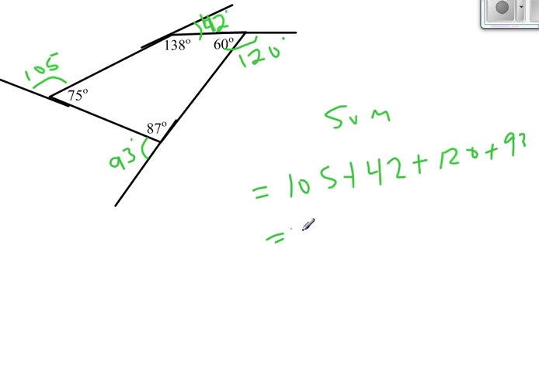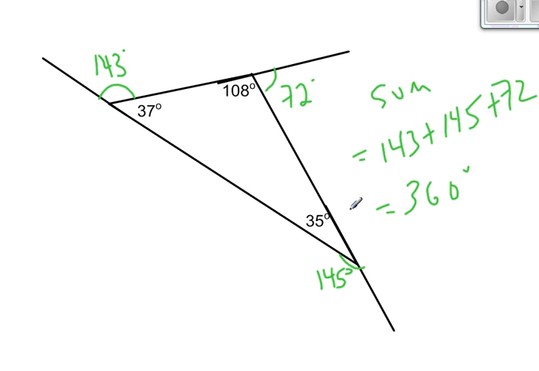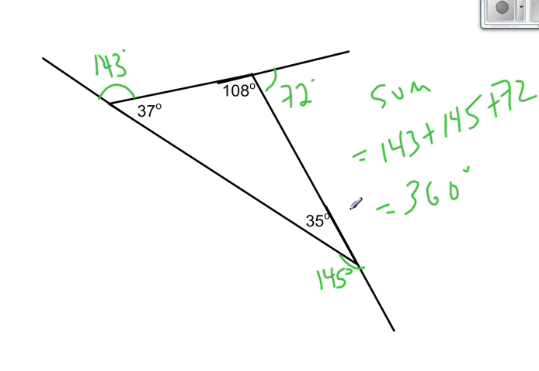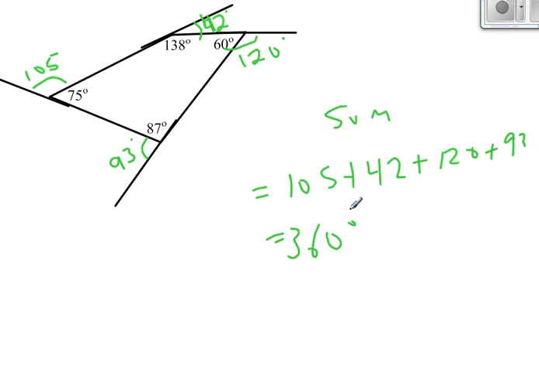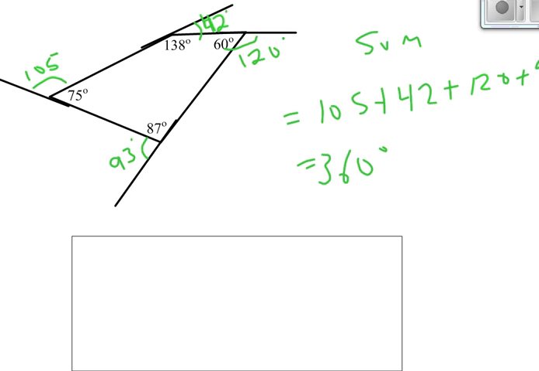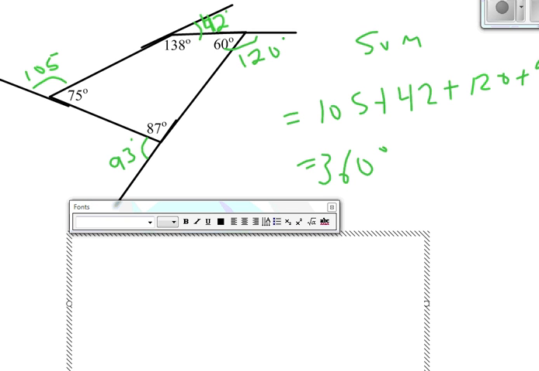Hmm. So the exterior angles added to 360, added to 360, added to 360. That's actually the rule. It doesn't matter how many sides your polygon has, the sum of the exterior angles is always 360.